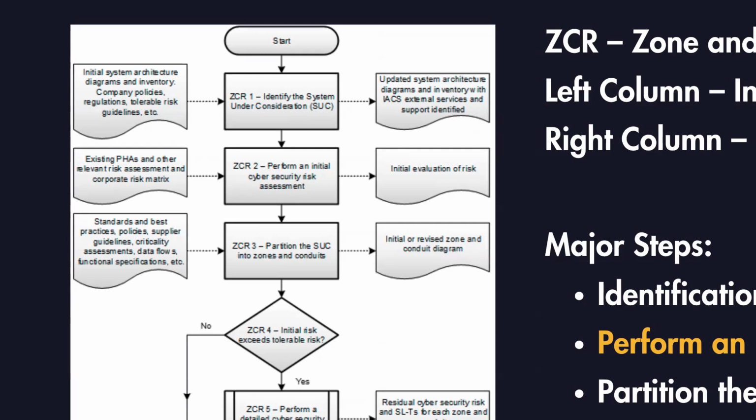It dictates that your control system, like the BPCS, the Basic Process Control System, which is non-safety, should not be in the same domain as the safety system. It should be different. And if you are using any wireless system, it should not be in the same zone, right? And if you are making temporary connections, like bringing a maintenance laptop and connecting it to the BPCS or safety system, that should be in a different zone. So this is where ZCR 3 comes into the picture. You have to partition that SUC into zones and conduits.